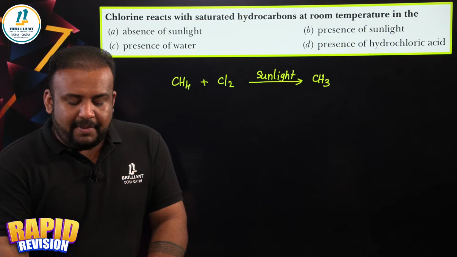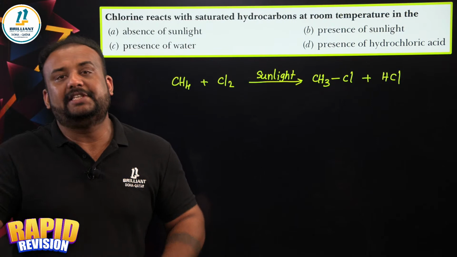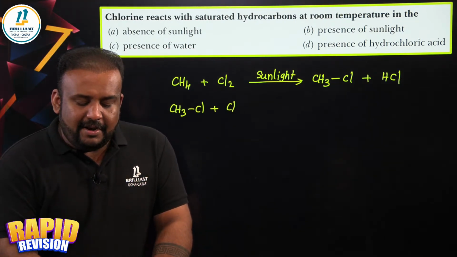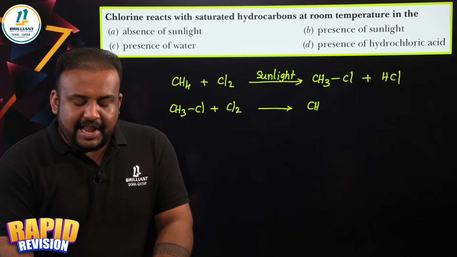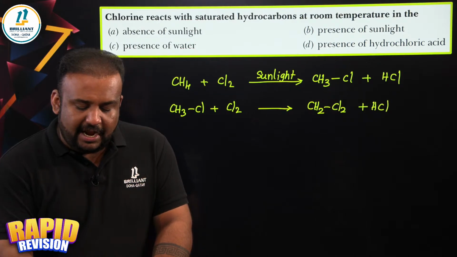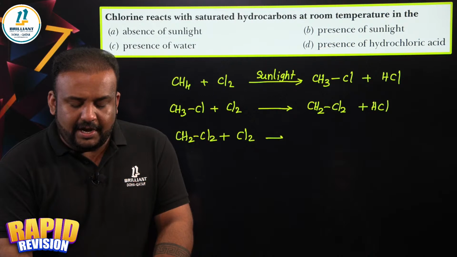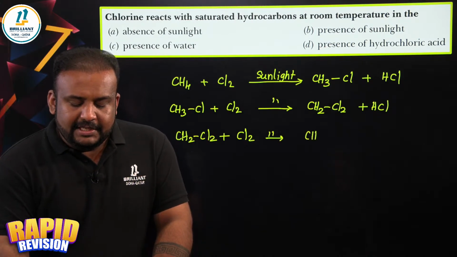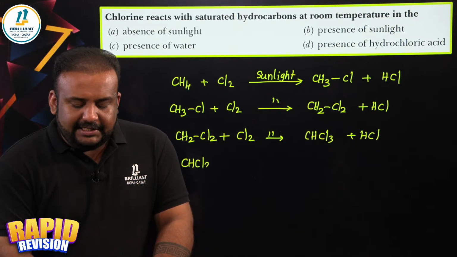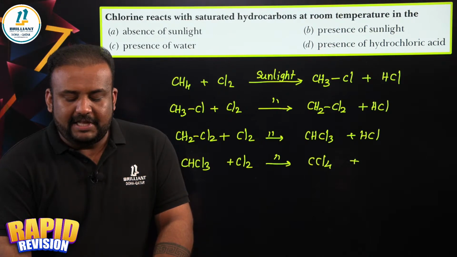Step by step, each hydrogen in methane will be replaced. You will get CH3Cl plus HCl in the first step. Then if you allow this reaction to happen more, what will happen? The next hydrogen will be replaced. You get CH2Cl2 plus HCl. Then in the next step, CH2Cl2 will react with another chlorine in the same condition to form CHCl3 plus HCl. And then CHCl3 can react with another chlorine in sunlight to form CCl4 plus HCl.